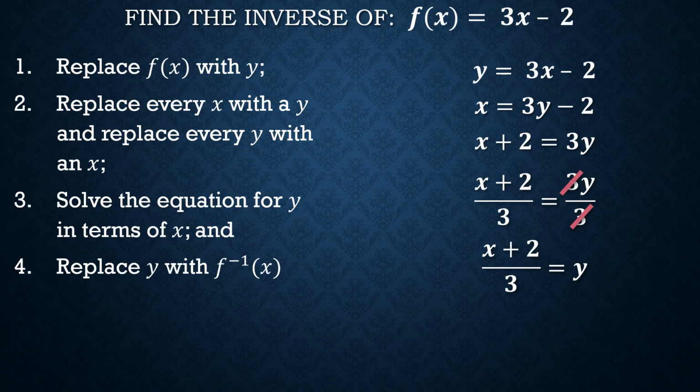So, let's proceed to step number 4, which is to replace y with f inverse of x. So, yan. Yan ang inverse. Okay? So, ang inverse ng f of x. So, ang inverse ng 3x minus 2 is x plus 2 all over 3.